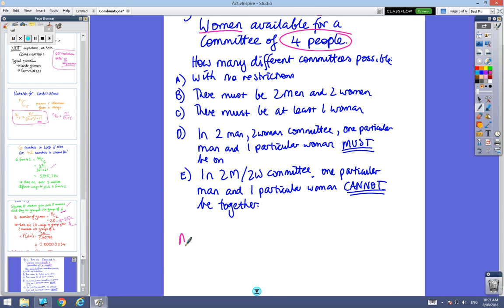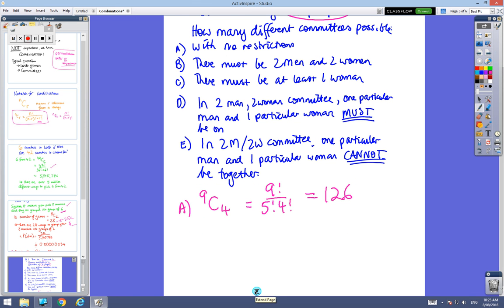In the first one, we've got 9 people, and we have to pick 4 from them. So the answer would just be 9 factorial over 5 factorial times 4 factorial. I'm just going to pause and get my calculator. I left it behind, so it probably felt like I was away forever, but I was just getting my calculator, and the answer is 126.